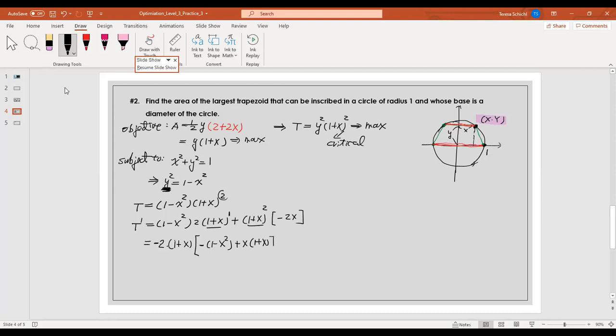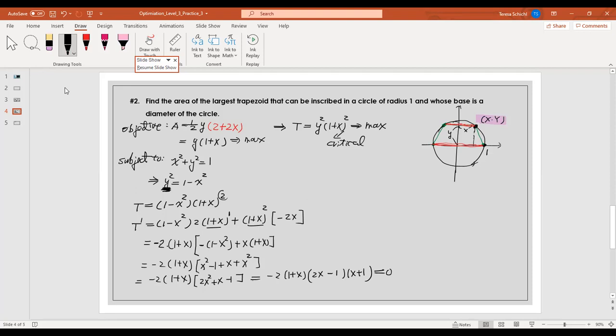So it requires very careful algebra skills. You say -2 times (1 plus x), and then here is x squared minus (1 plus x) plus x squared, right? So what do you have here? Then this is -2 times (1 plus x) times (2x squared plus x minus 1). And then factor: this is 1 plus x, this is (2x minus 1)(x plus 1). That's right. Okay, so good.